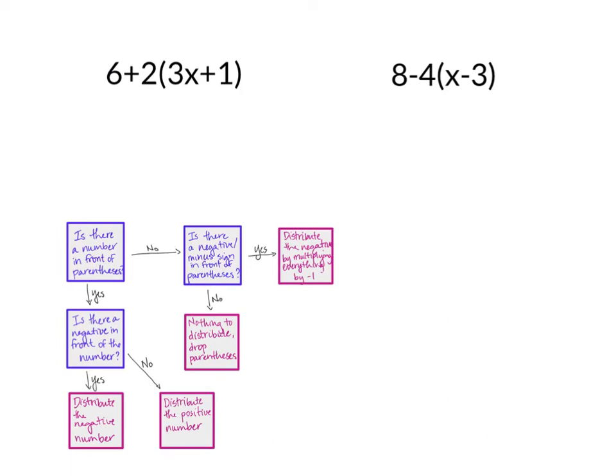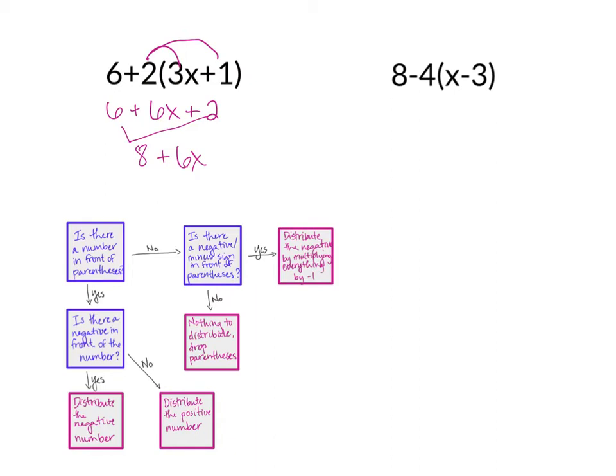So what we have here is a flow chart that is helpful in figuring out what you need to distribute. So here, is there a number in front of the parentheses? Yes, there is. Is there a negative in front of that number? No, there's not. So we're going to distribute the positive number. So we're going to take 2 times 3x to get 6x, and 2 times 1 to get positive 2 or plus 2. And like we do every other time, we're going to drop down anything we didn't use, which is that plus 6 at the beginning. So from there, we can simplify by combining our like terms. 6 and 2 equals 8, so this would be 8 plus 6x.